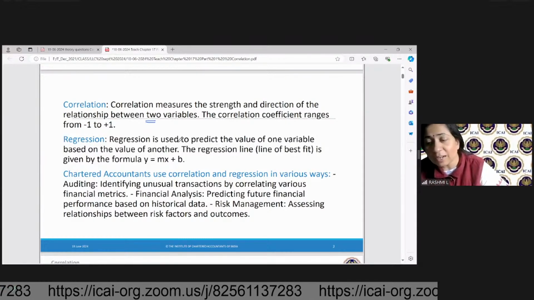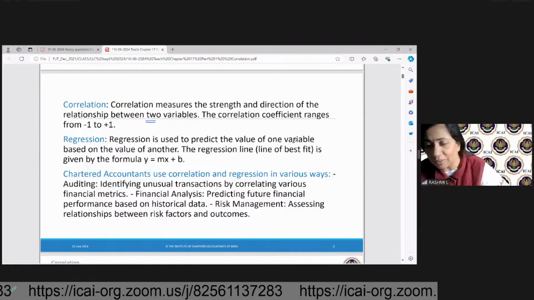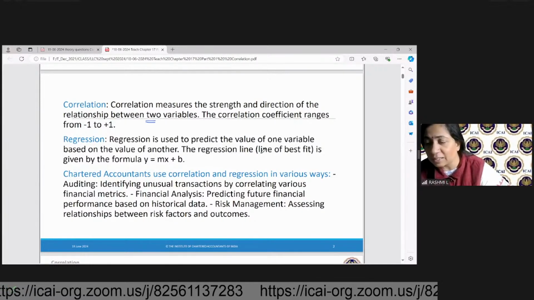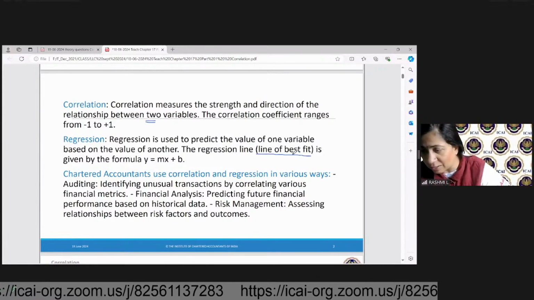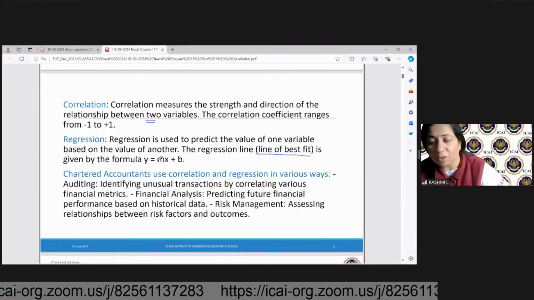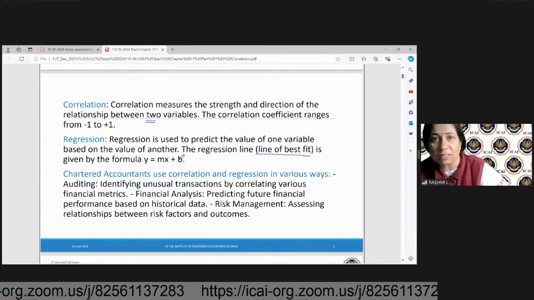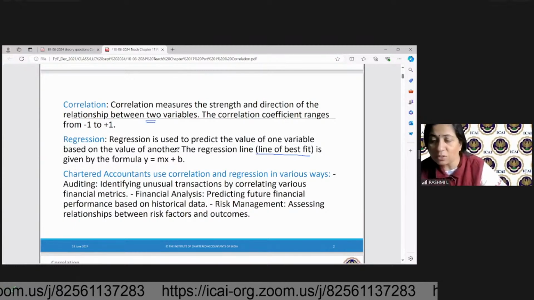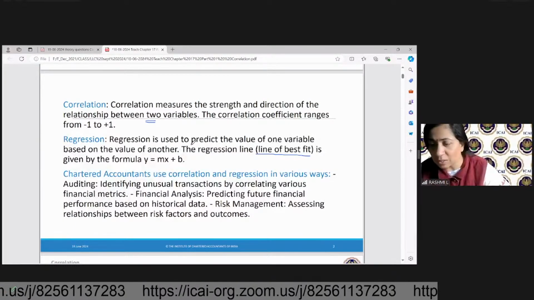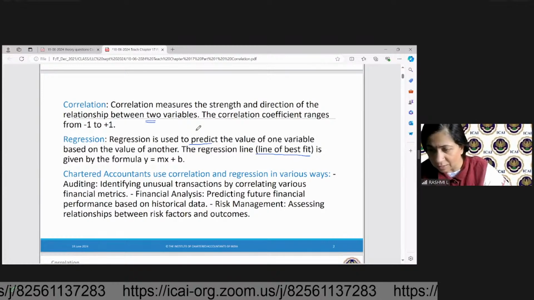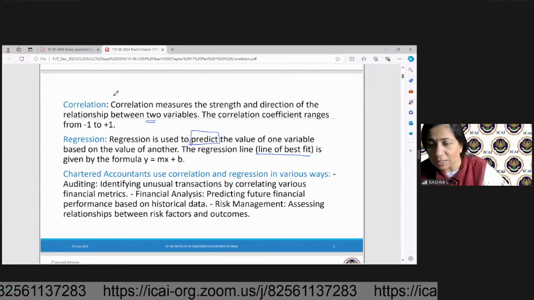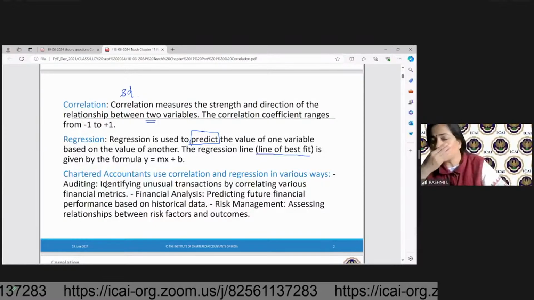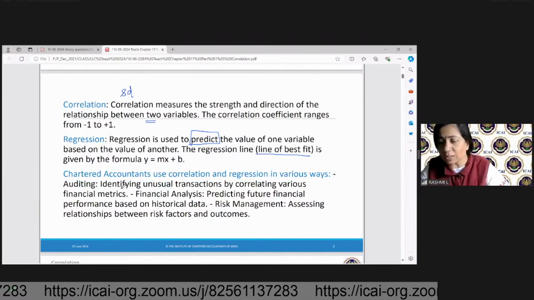Regression, on the other hand, is used to predict the value of one variable based on the value of another. The regression line, also called the line of best fit, is given by the formula y = mx + b. So using this, you could find the value. It is used to predict. And what does correlation give you? Strength and direction.